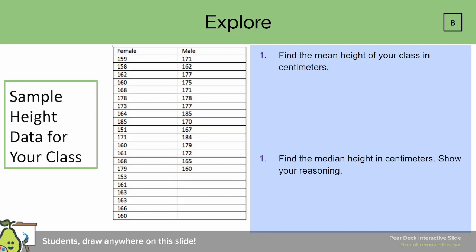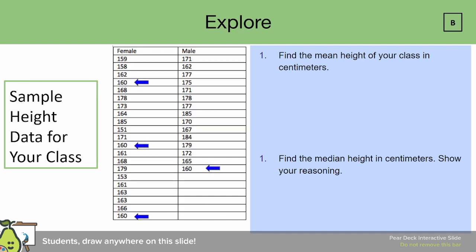All right, welcome back. Now that you've had an opportunity to try this on your own, let's do it together. Now, they're asking you to find the mean height of your class in centimeters. So we have a table here that has so much information about female heights and male heights. And this is all done in centimeters. So let's see what our first student has for us here today.